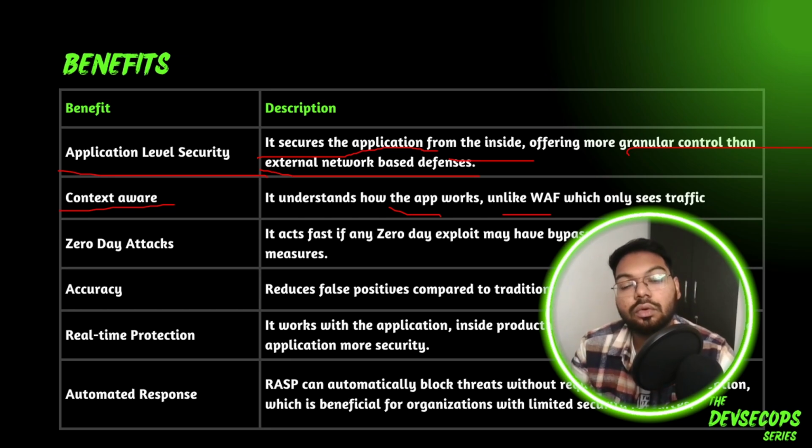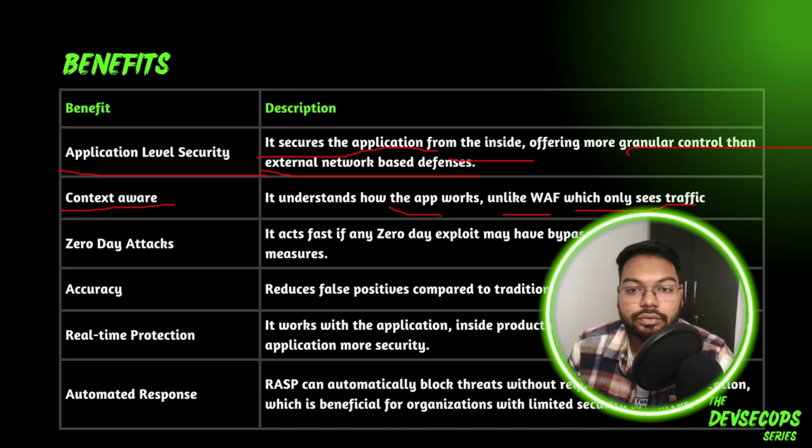But if someone could bypass the WAF, it could hamper the application. There is certain masking of the payloads or any files that could be sent over the network. So WAF only sees traffic but cannot do anything explicitly if something else occurs.